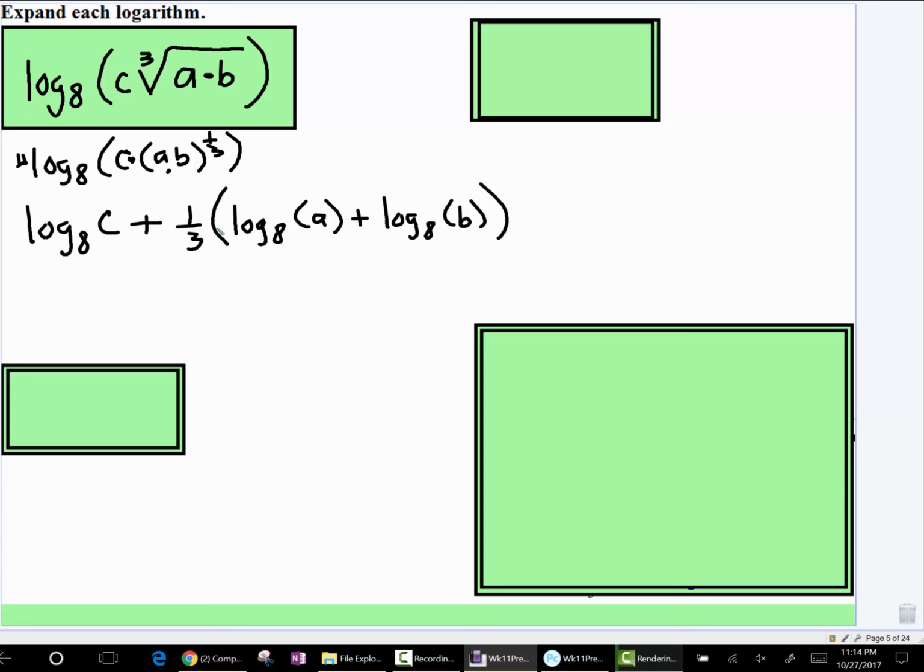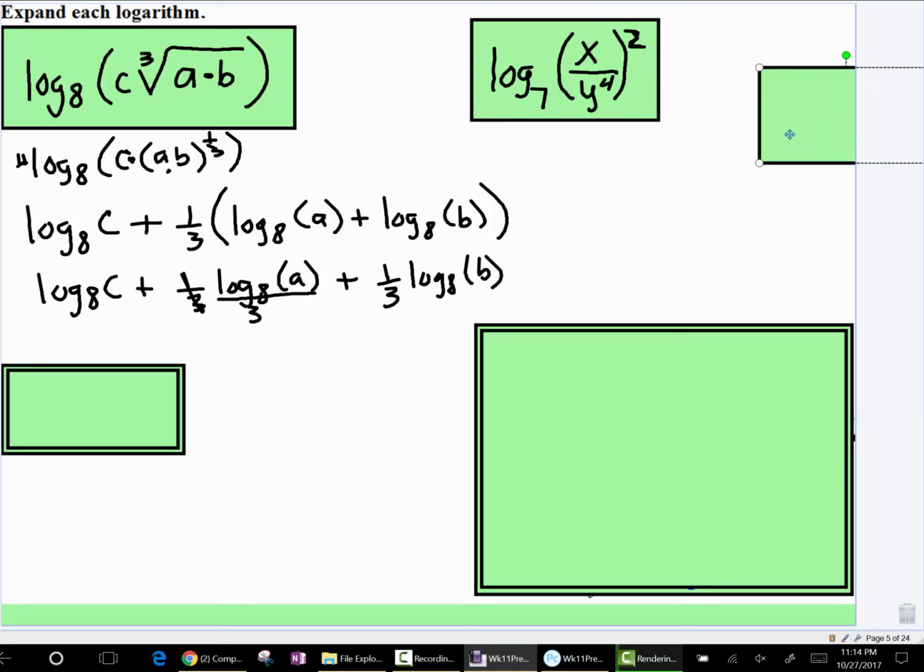And then you could go ahead and do the distributive, and I'm not sure if the answer shows that or not. So that would just be 1/3 log base 8 of a. They might even have, instead of 1/3, put this whole thing under a 3 for divide. Either way is acceptable. Plus 1/3 log base 8 of b. All right, that's expanded.